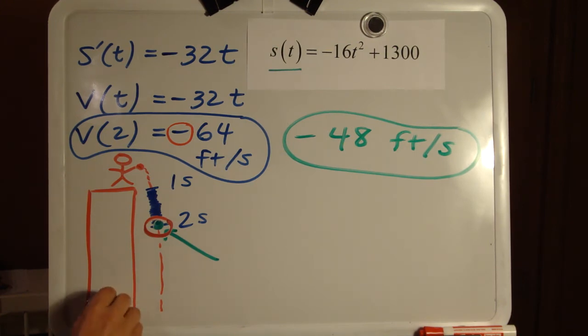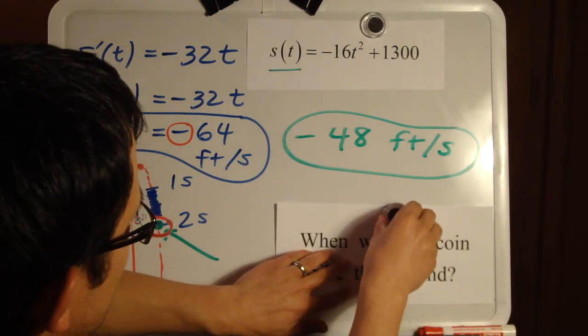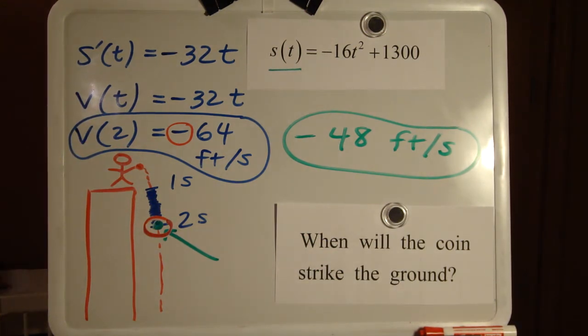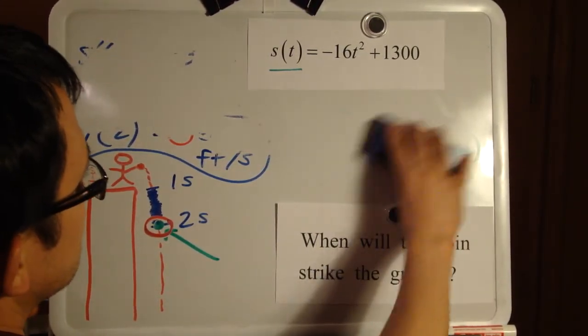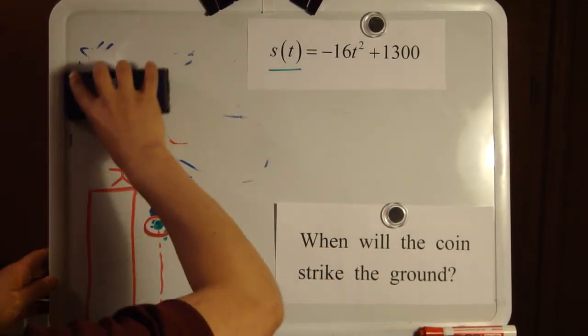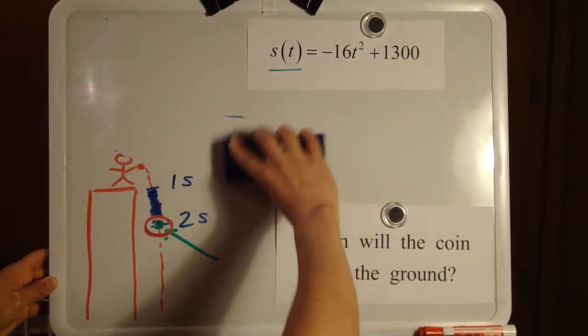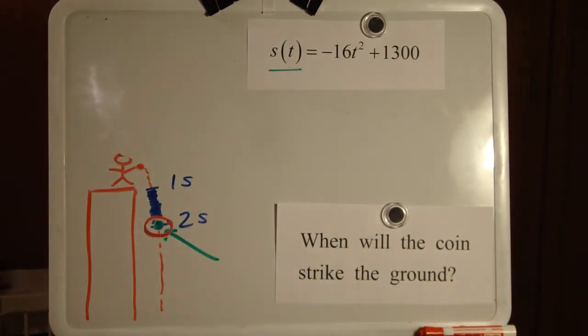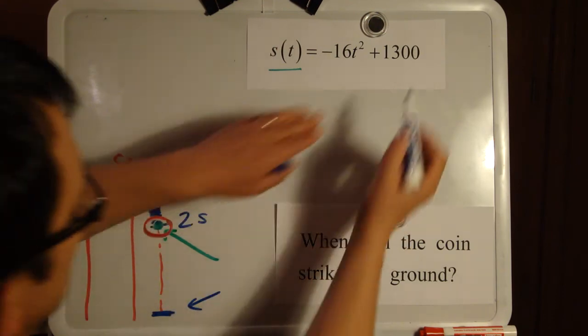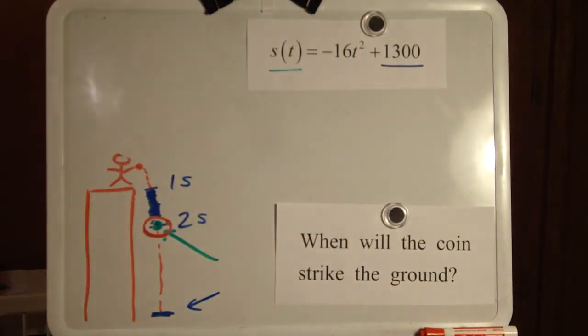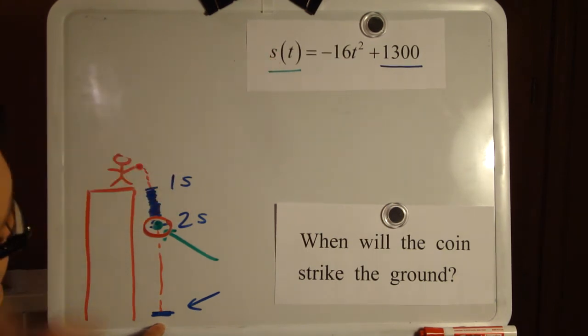Okay, and finally we'll just ask a question that people just like to ask. It's good to know. When is the penny going to hit the ground? Okay, so if we want to think, when is the penny going to strike the ground, we're really thinking about this situation here. And we talked about earlier that this is the height of the building, the 1300. So when the coin is at rest down here, we really want this position here to be 0.